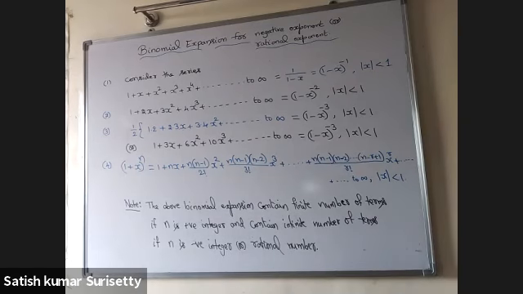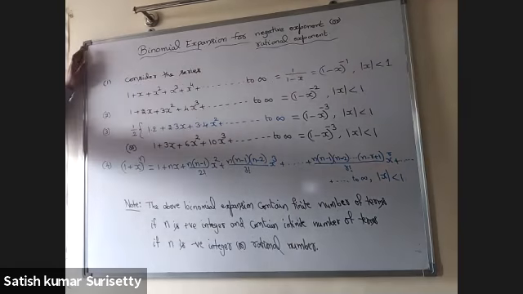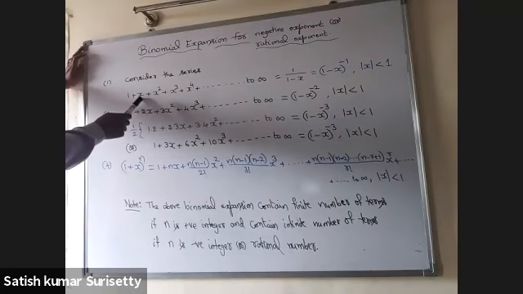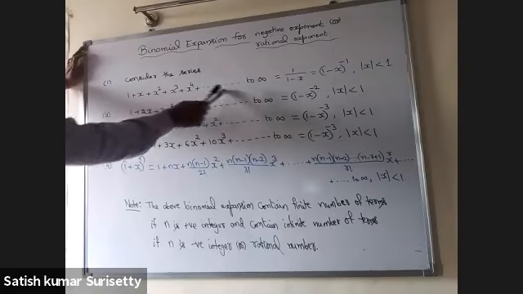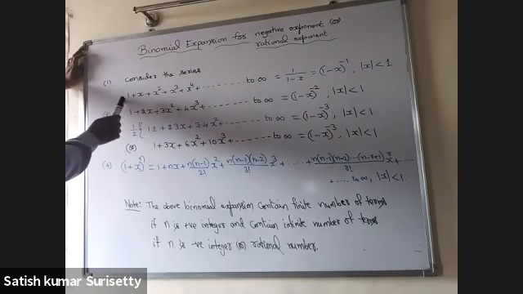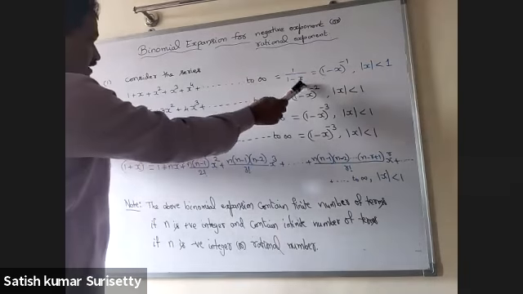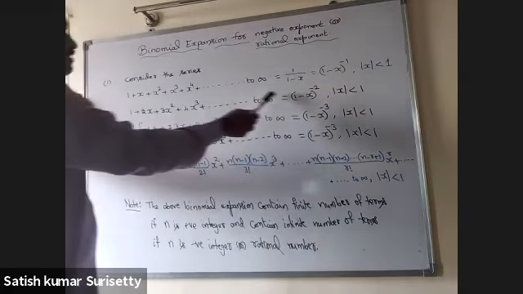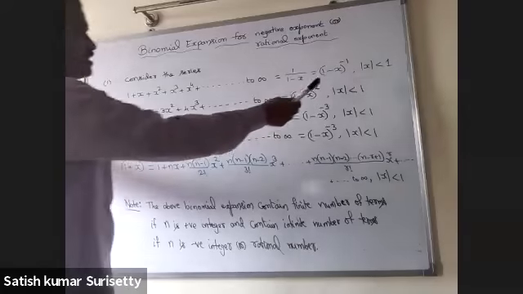So, binomial expansion for negative exponent or rational exponent. Now consider the series which you know before: 1 plus x plus x square plus x cube plus x power 4 and so on. This is the infinite GP with first term 1 and common ratio x, which is the same as 1 upon 1 minus x, which is the same as (1 minus x) to the power of minus 1. This is defined only when modulus of x is less than 1. That means this is a binomial expansion.